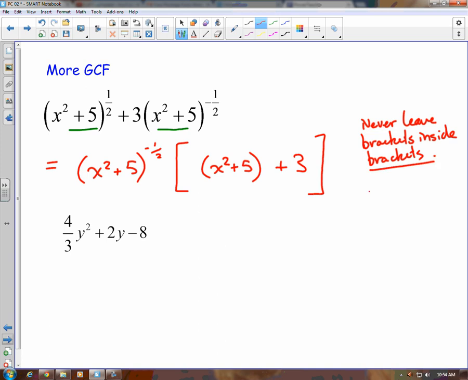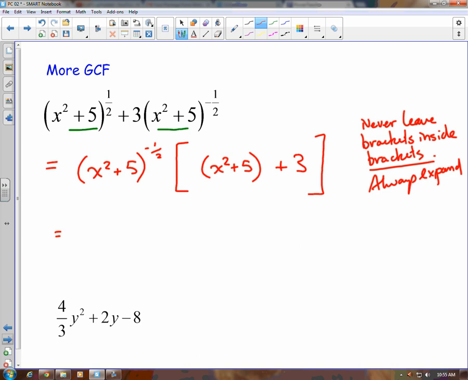Always expand. Because you never know, until you expand, whether you're going to end up with something else that may be a factor that can reduce somewhere down the road. Right? So that's just a general principle: never leave brackets inside brackets.